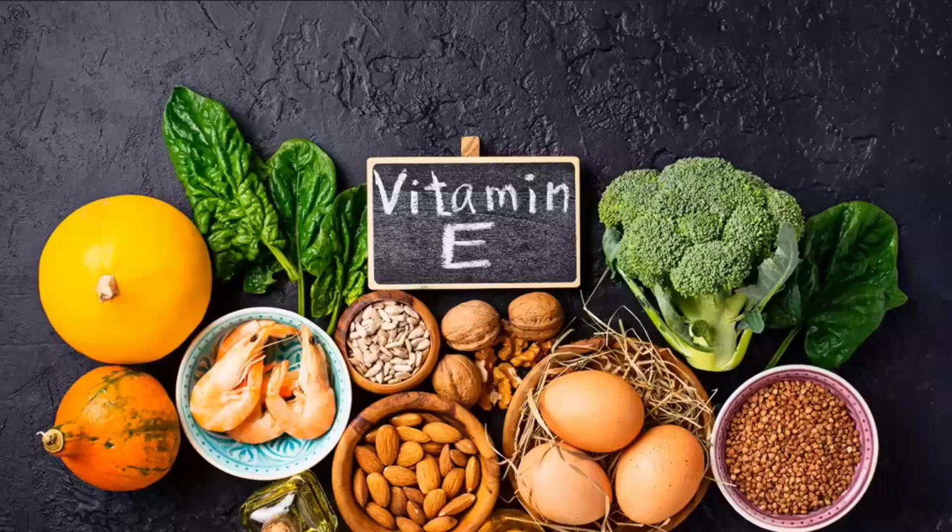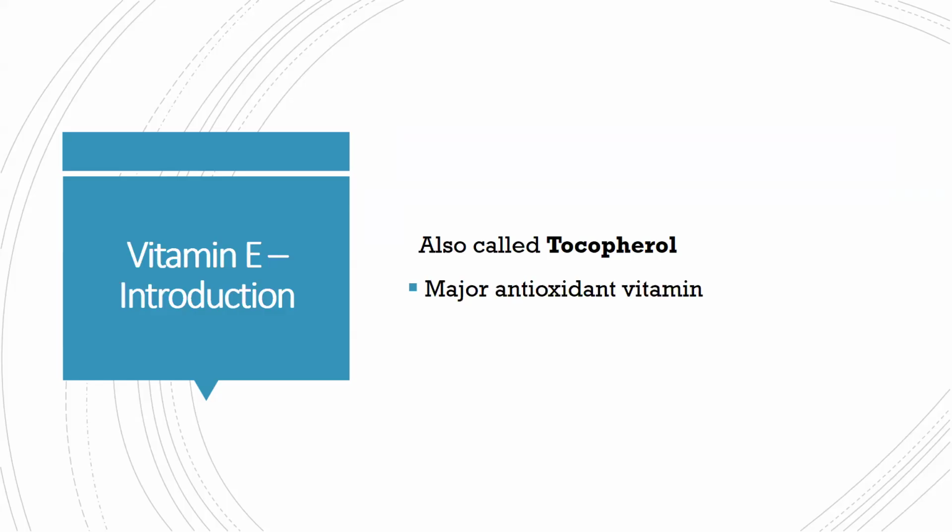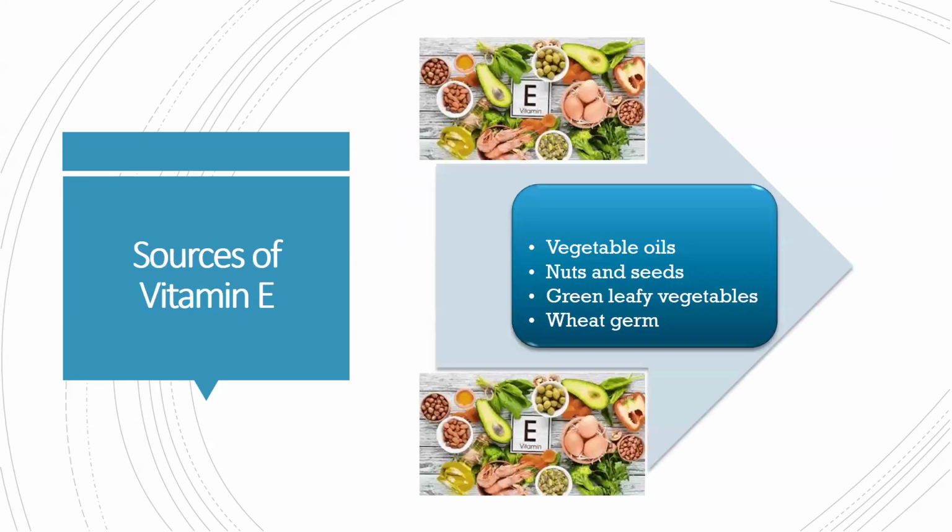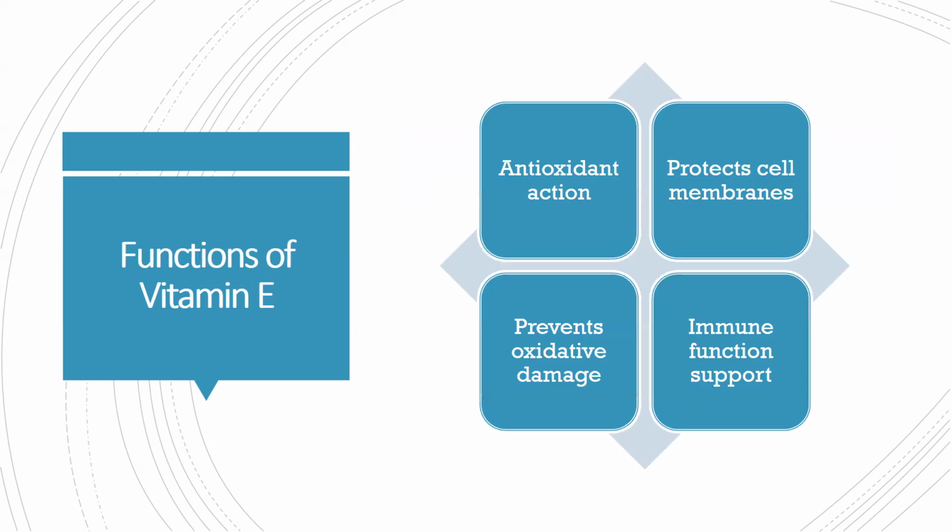All right, now we come to the detail of vitamin E. This is also called tocopherol. This is a major antioxidant vitamin. The sources of vitamin E include vegetable oils, nuts and seeds, green leafy vegetables, wheat germ. Functions of vitamin E are majorly antioxidant. It protects cell membranes, supports immune function, and prevents oxidative damage.